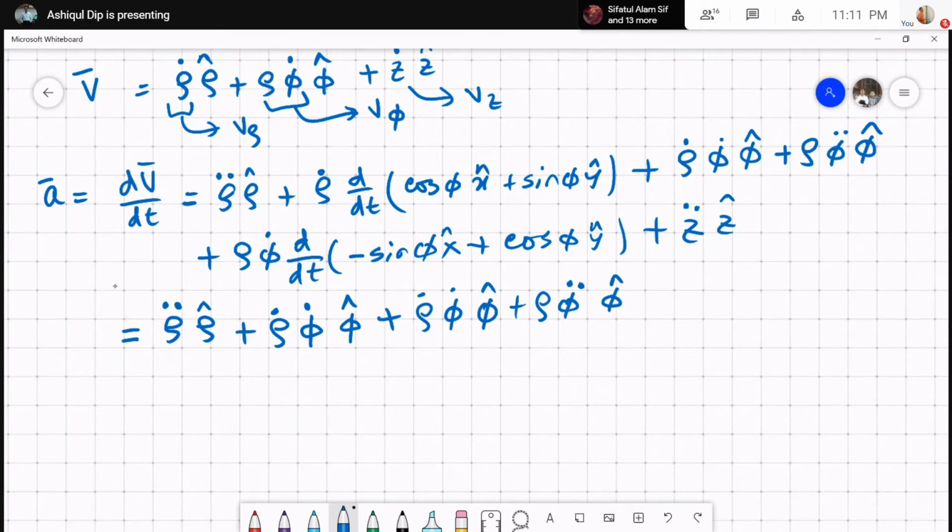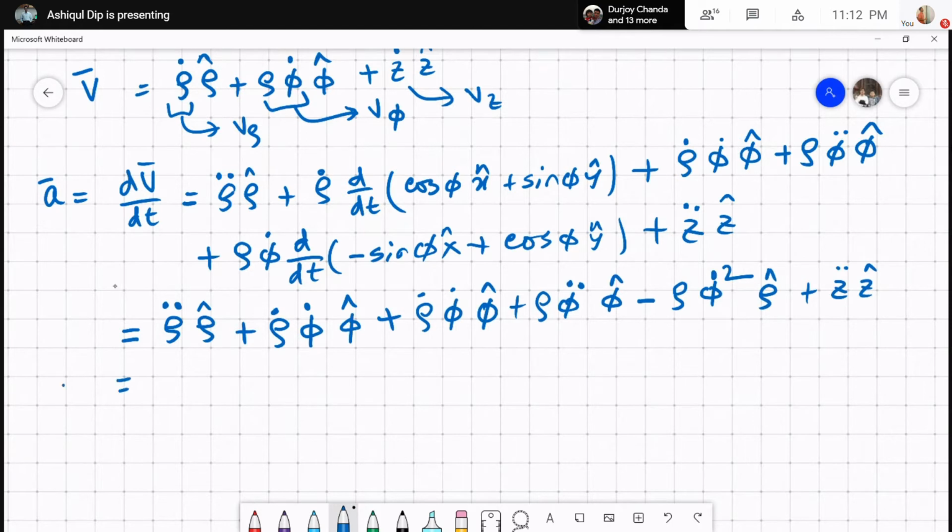Then this part, how about that? So you have rho, you have phi dot, then when you take the differentiation of that thing, you get a phi dot again, right? Because it's a function of phi. So you get phi dot squared. Also, you have minus cosine phi x hat minus sine phi y hat. What's that? That gives you minus rho hat, right? So you have minus rho hat plus z double dot z hat.